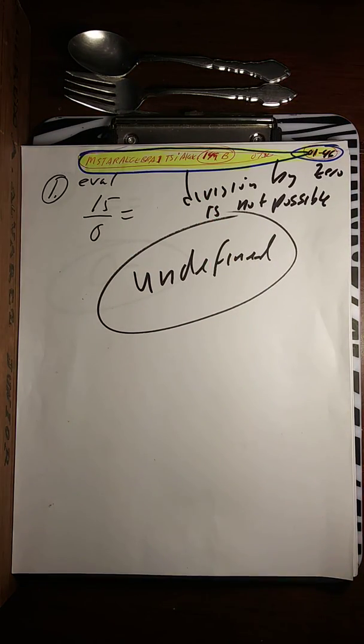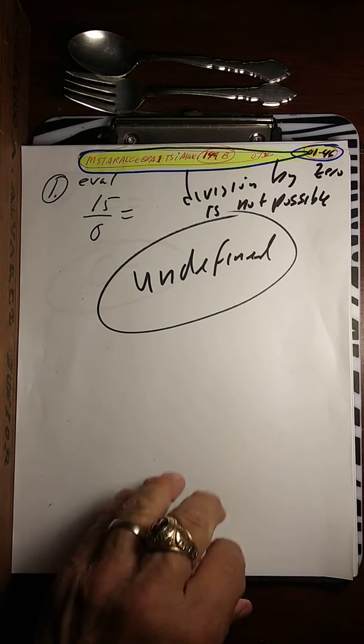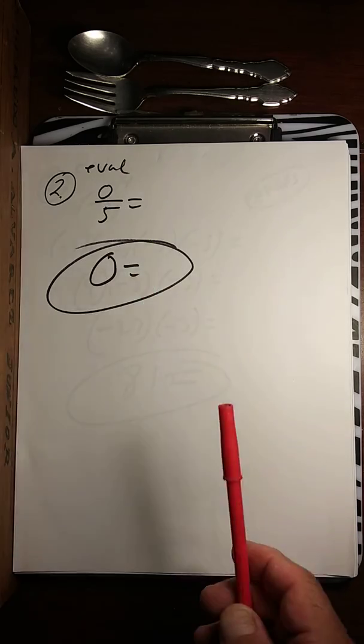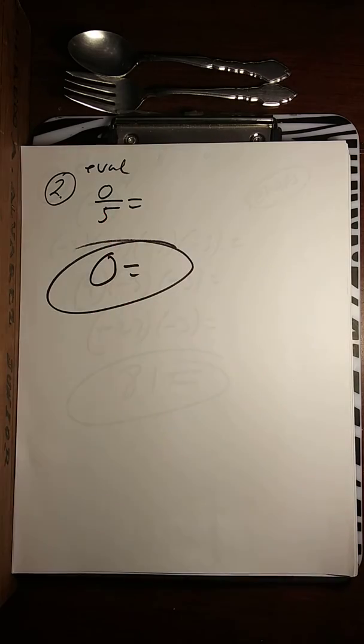Now, 15 divided by 0 is undefined. Division by 0 is undefined. 0 divided by 5 is 0.